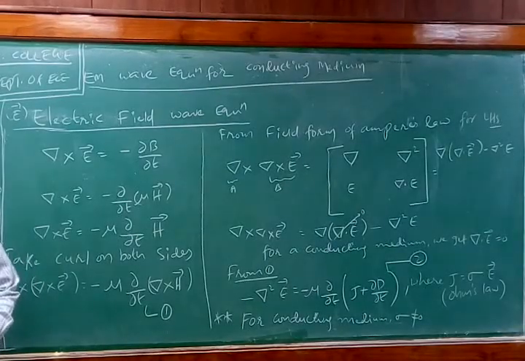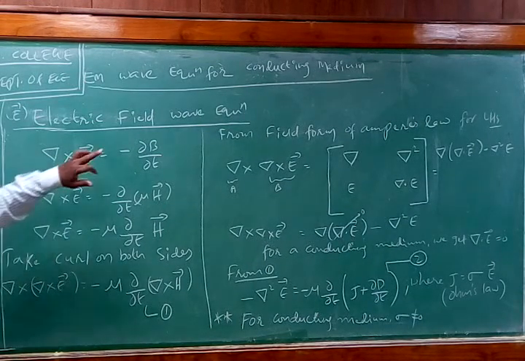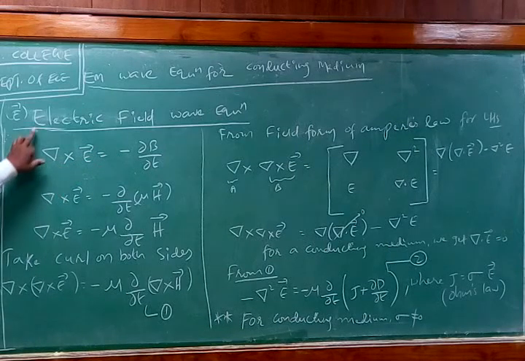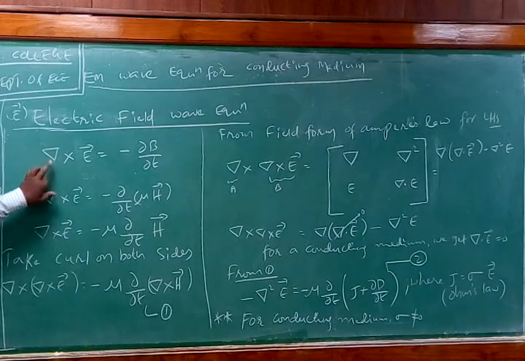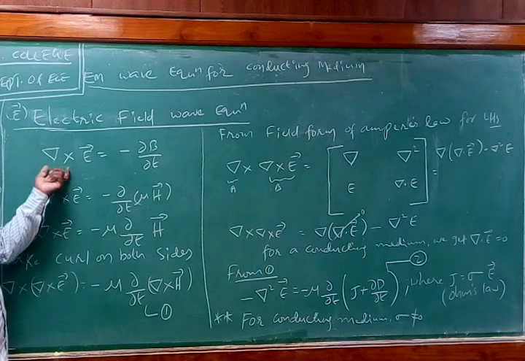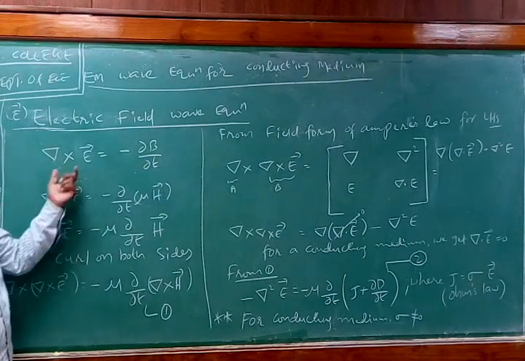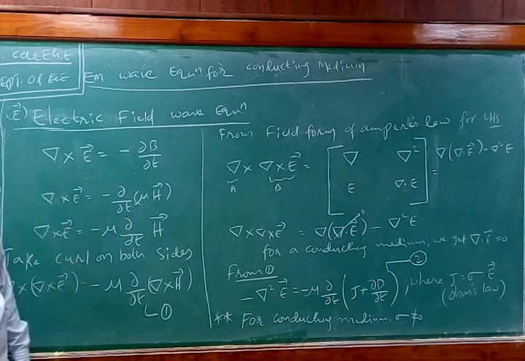Now we'll see how we derive the wave equation based on Maxwell's equations. First of all, we start by deriving the electric field wave equation. What is the first equation I have? Del cross E is equal to minus dou B by dou t. The rate of change of the magnetic field is going to induce the electric field. That is the first Maxwell's equation.